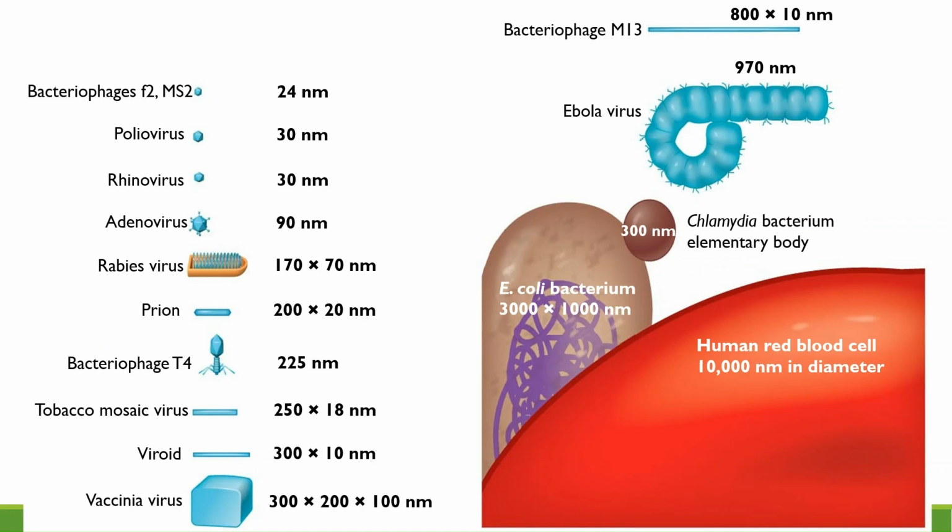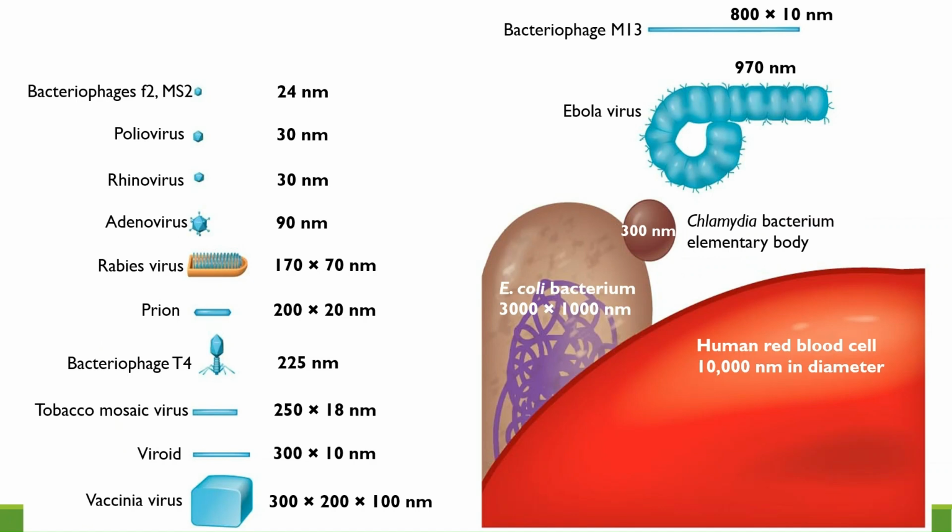Here we can see some of the common sizes of viruses and how they compare to other organisms. From very small viruses, the bacteriophages F2 and MS2 are only about 24 nanometers. And then we can get into much larger viruses, of course. The poliovirus, 30 nanometers, rhinovirus, 30 nanometers, adenoviruses, 90 nanometers, rabies virus, about 170 nanometers. Here's a prion right here, about 200 nanometers in length.